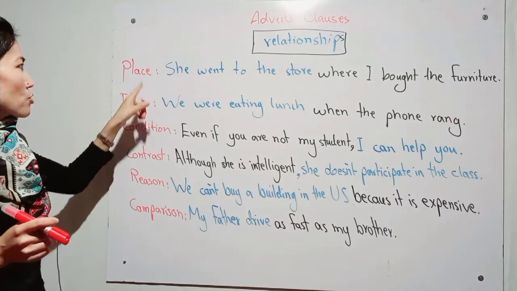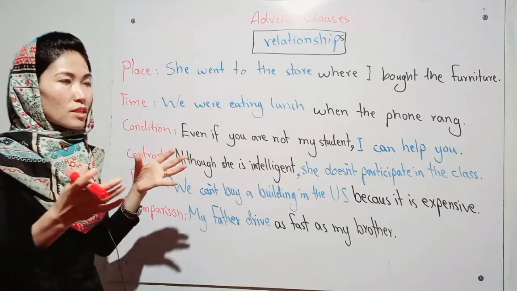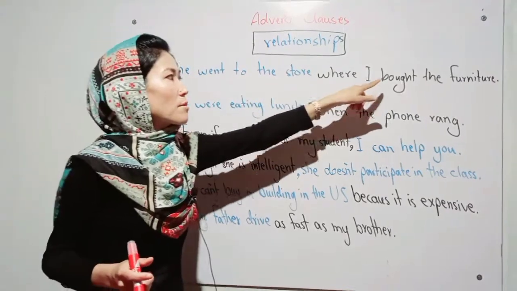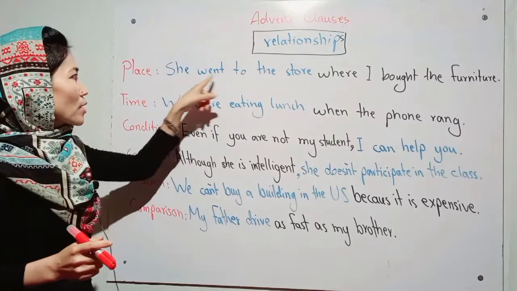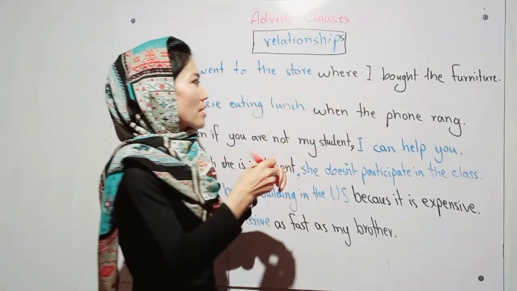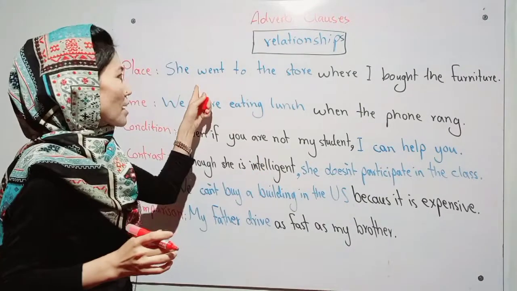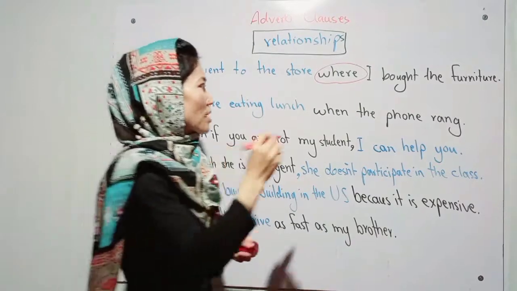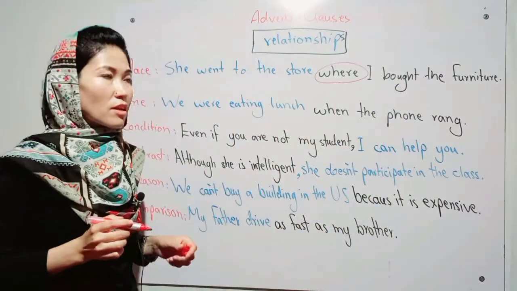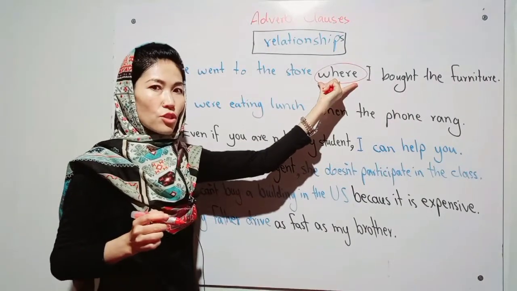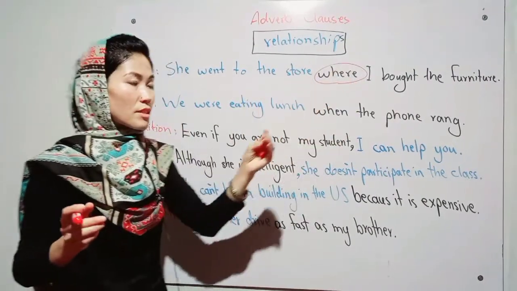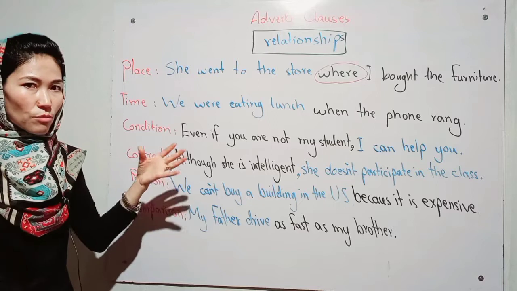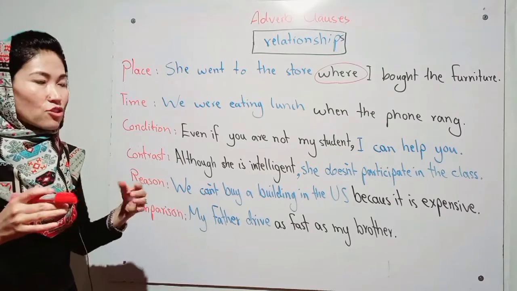The first example shows the relationship of place. She went to the store where I bought the furniture. She went to the store is the independent clause, and where I bought the furniture is the dependent clause. The conjunction that shows the relationship is where. This is used to show the relationship between two clauses.